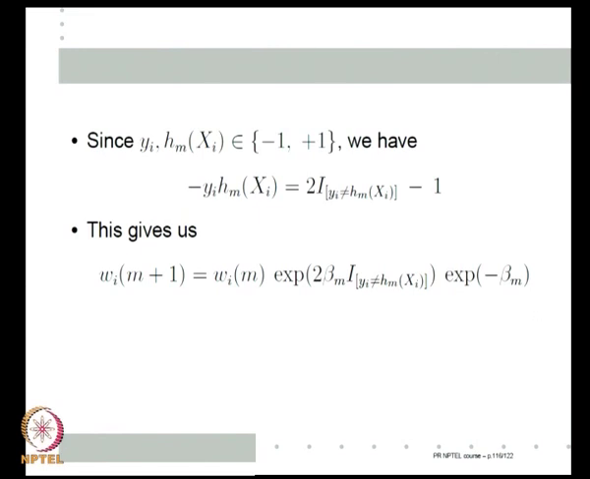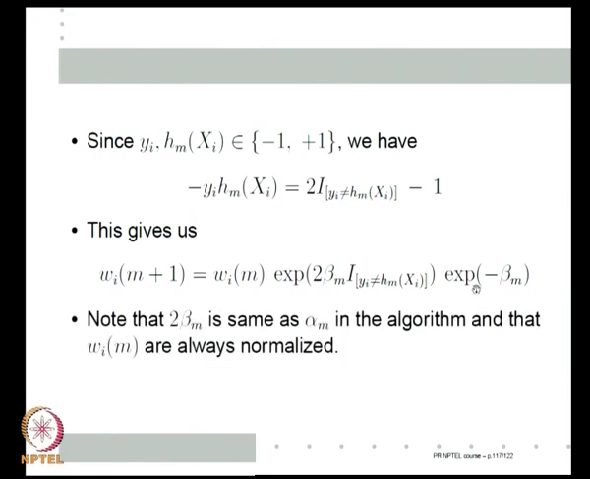In the AdaBoost case, we first do wi prime m plus 1 is wi m into exponential 2 beta m, which is the same as alpha m, into indicator y not equal to h of xi, and then normalize it. Because I am normalizing, if I am multiplying all weights with a constant that does not depend on i, that will be taken away by the normalization. So, this weight update is exactly the same as the weight update used in AdaBoost, because 2 beta m is the same as alpha m, and the Wm are always normalized.